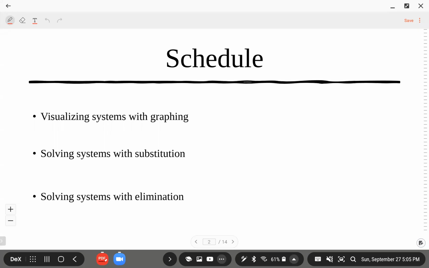So this will be our schedule. First, we're going to visualize the solution to systems of equations with graphing. Okay, and then we're going to be solving systems with substitution and elimination later. Okay, you can also solve with graphing, but it's not that efficient.